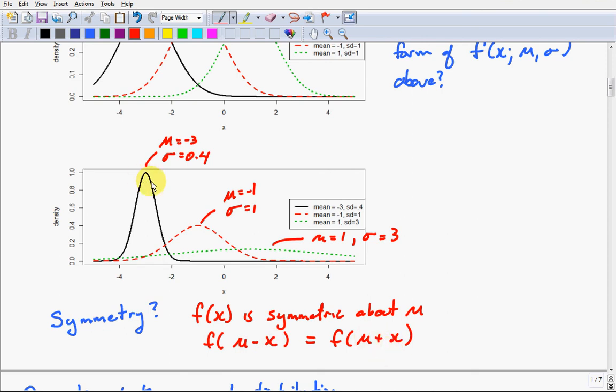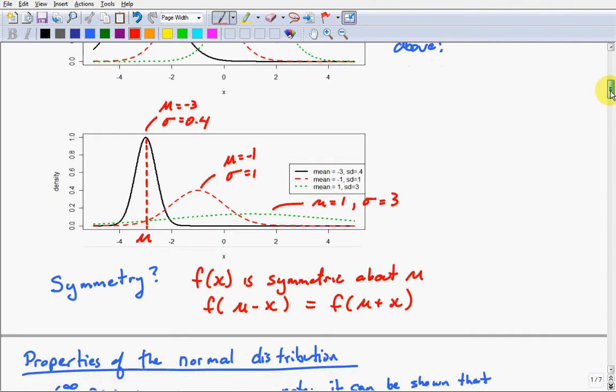In pictures, what that's saying simply is that if I reflect this probability density function about the value of mu, it'll have the same shape if I flip it on that axis. So it's a mirror image in the above picture. That'll come in handy later when we talk about calculating probabilities for the normal distribution.